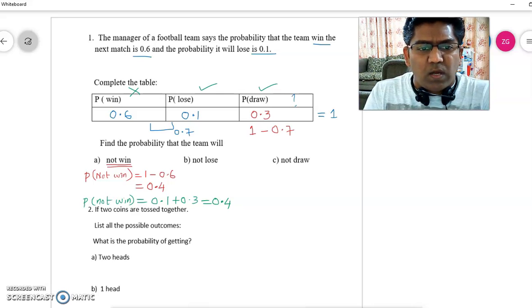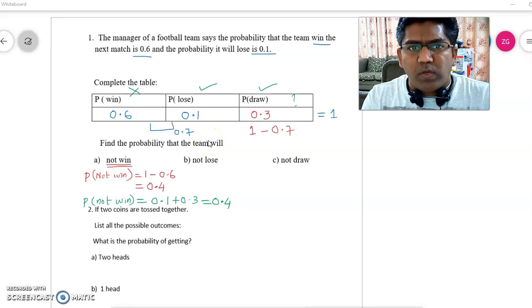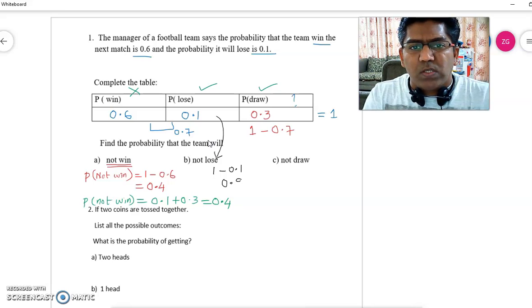Now let's see how to find the probability of not losing. The probability of losing the match is 0.1. So not losing will be 1 minus 0.1. So probability of not losing is 0.9. Similarly, let's find the probability of not a draw. Probability of a draw is 0.3. So probability of not drawing is 1 minus 0.3, which is 0.7.